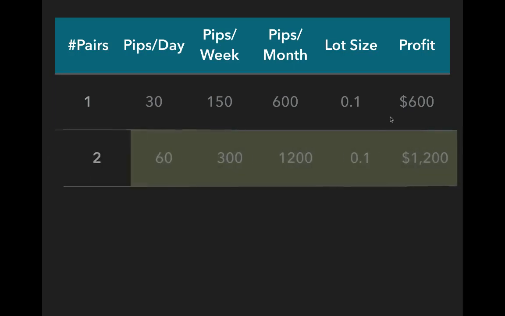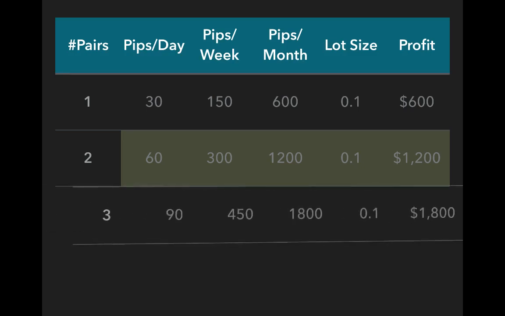And then let's take it up to 2 pairs a day now, okay? If you master that and you get comfortable with it, now you can move up to 2 pairs. Okay, now you're catching 60 pips a day, 300 pips a week, and 1,200 pips a month. Okay, that's $1,200 in your pocket now, for doing the same work, really. Okay, not really changing much. You're adding a pair to your repertoire, but really it's not that much more extra work that you're doing, right?